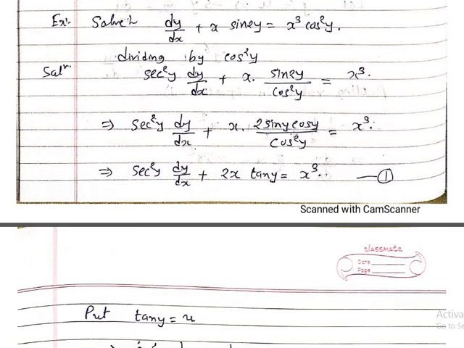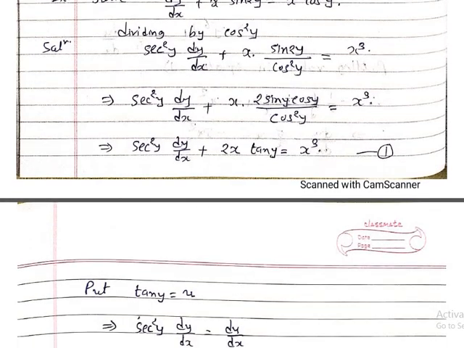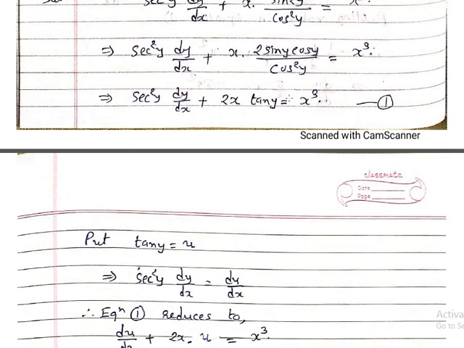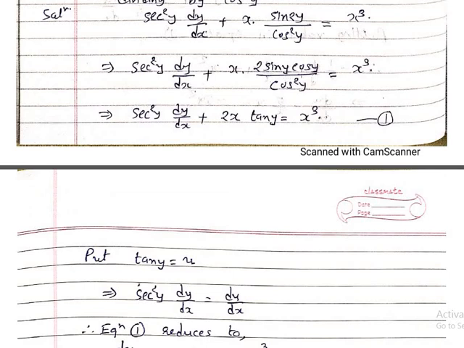Now the second case, instead of power of y, if you have a function, then dy by dx plus x sine 2y is equal to x cube into cos square y. So here the function of y is extra. So dividing by cos square y, that will give us sec square y dy by dx plus x sine 2y upon cos square y. Now sine 2y is 2 sine y cos y. Simplifying this term, cos cancels out, sine upon cos will be tan. So you have sec square y dy by dx plus 2x tan y is equal to x cube.